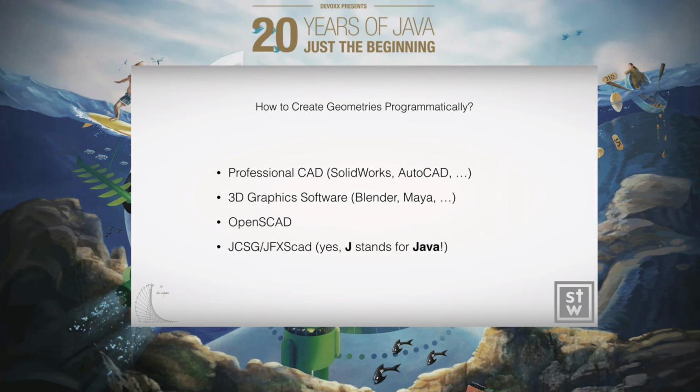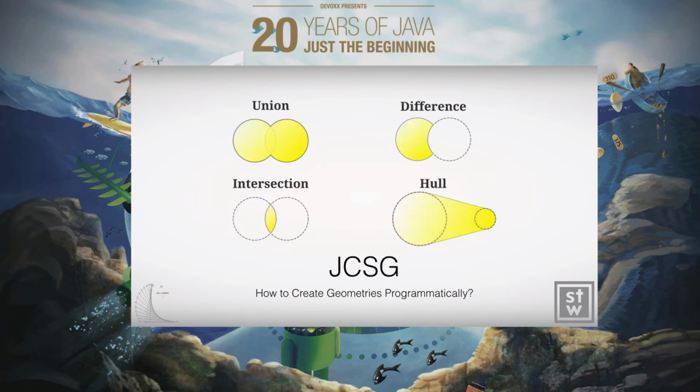There is one good application called OpenSCAD that allows you to program that. But it has a limited API and a limited programming language, so I thought it would be cool to just create my own application and library. So that's why I wrote the JCSG library and JFXCAD, which is a JavaFX-based application for doing that. And the basic algorithm works like that.